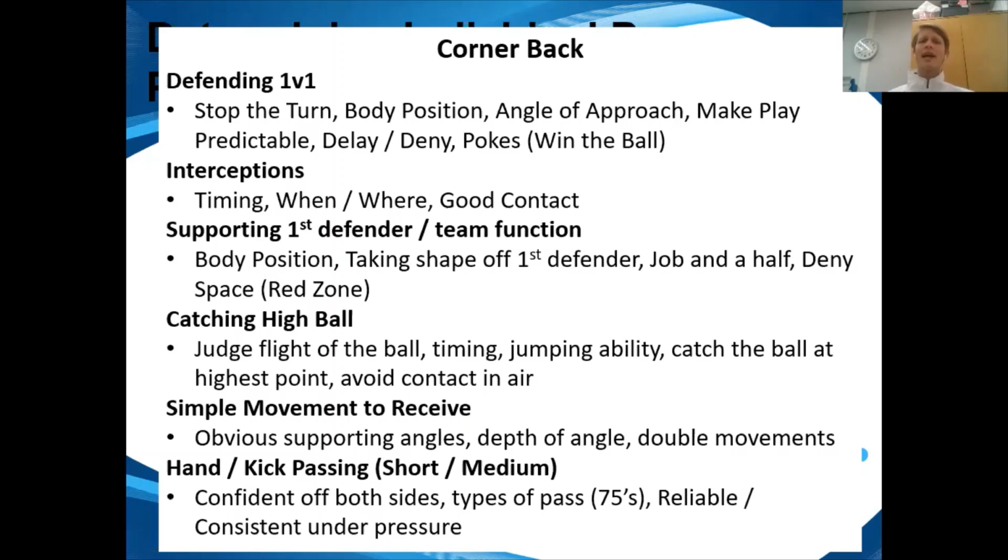And then we've got hand and kick passing, potentially mainly short and medium. We don't need the outside of the boot diagonal for the cornerback. I mean, if you've got it in the locker, it's a good tool. But in the main, you're looking at confident off right and left over short and medium distances. The type of pass is what we call a 75 in soccer or in football over here, but inside of the boot, a good, reliable, consistent contact on the ball. And you're going to know under pressure it's going to stay reliable and get to the man. So that's kind of a little job spec I put together.